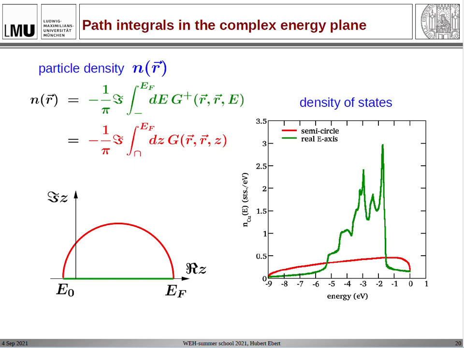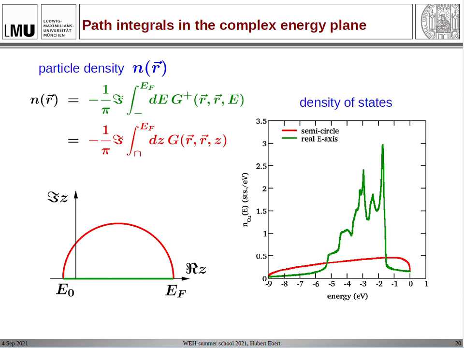So, for example, if we calculate the particle density, we have to integrate over all occupied states up to the Fermi energy. And normally this means we go along the real axis. So we go from below the bands up to the Fermi energy, and now we have an integrand that is structured like that. And if you do that with a discrete energy mesh, that means you need a lot of energy grid points to get a proper integration, typically 300-400 points to have it converged.